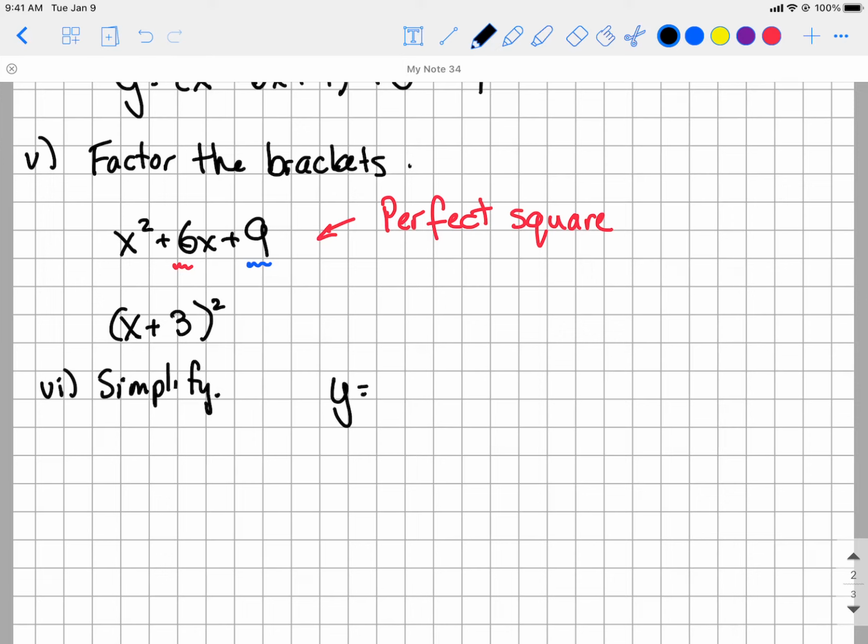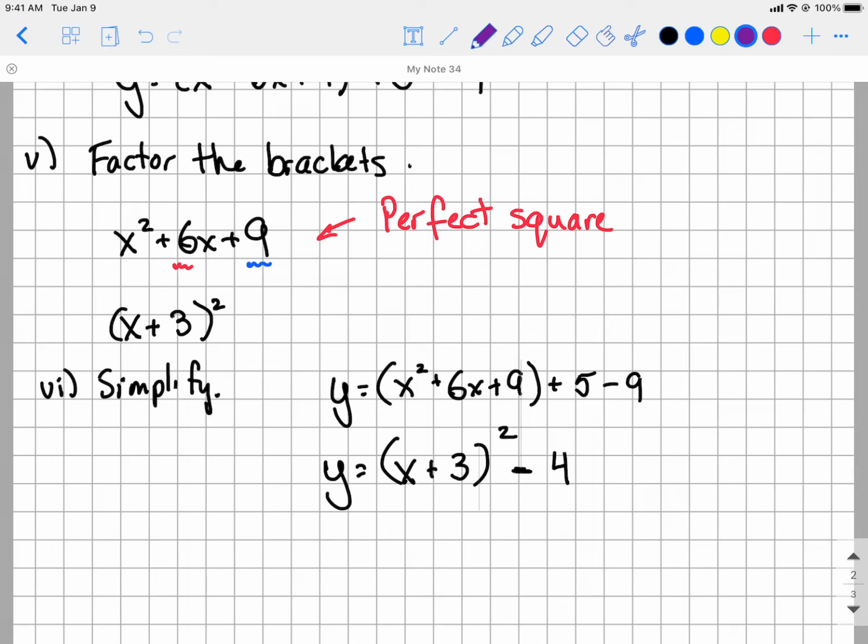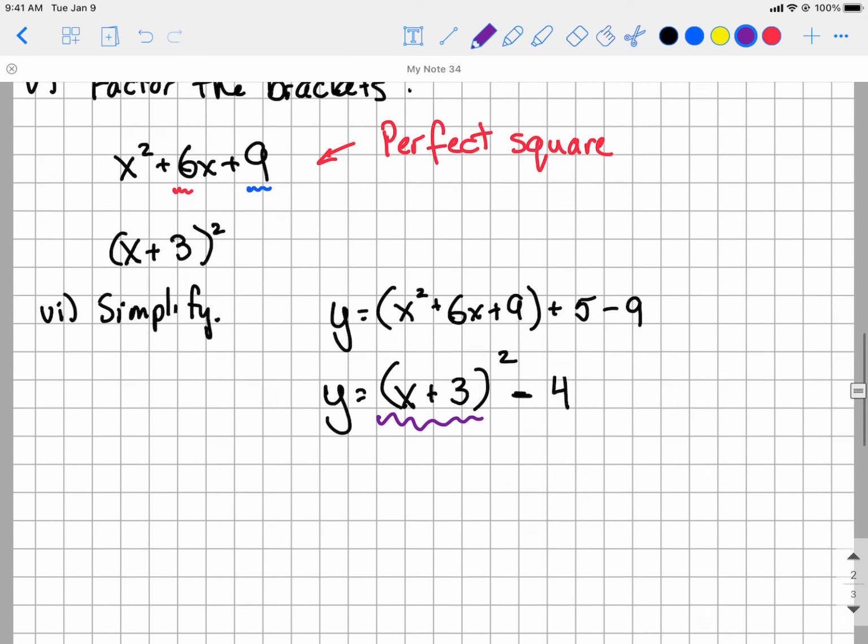We've got y equals x squared plus 6x plus 9 plus 5 minus 9. And so we put it all together. We've got y equals (x plus 3) squared minus 4. The reason that we added and subtracted that 9 inside the brackets is because we needed to turn this thing into a perfect square, because we know in our vertex form we have some set of brackets being squared.